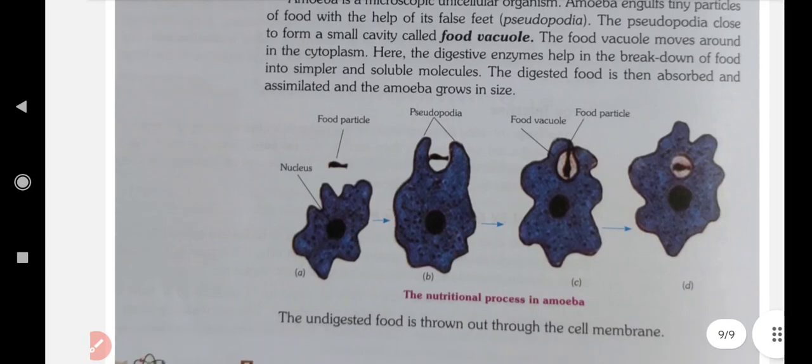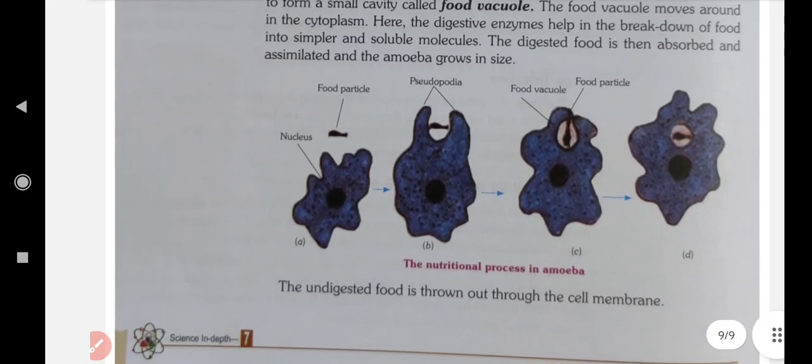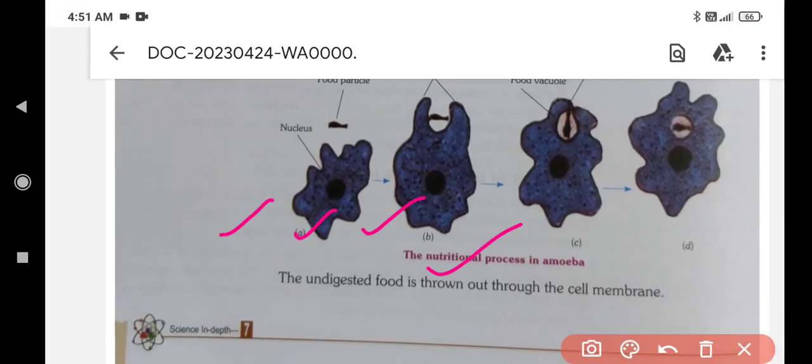So children, here you see, this is the first process. Here food is here, then slowly it covers the food through pseudopodia. Already it covers and slowly it engulfs the food and digests. And the undigested food is thrown out through the cell membrane.